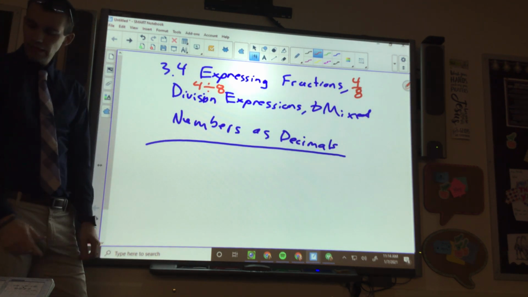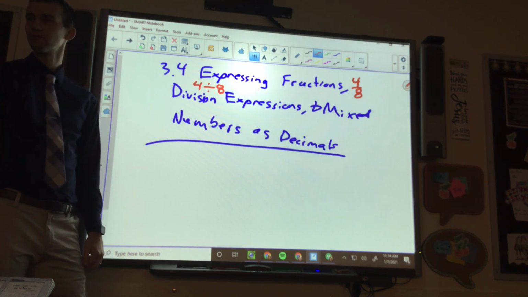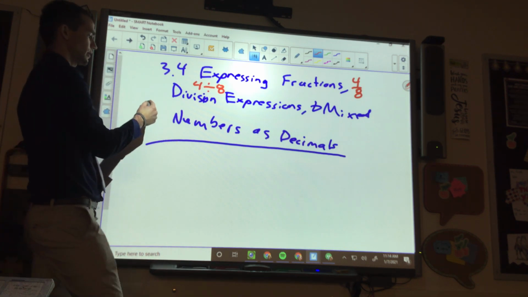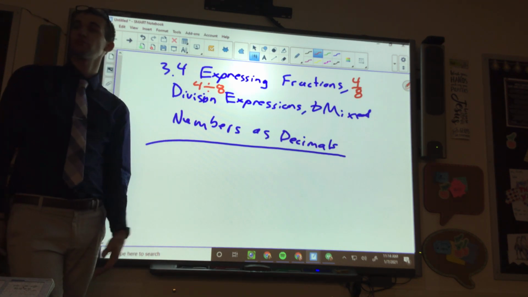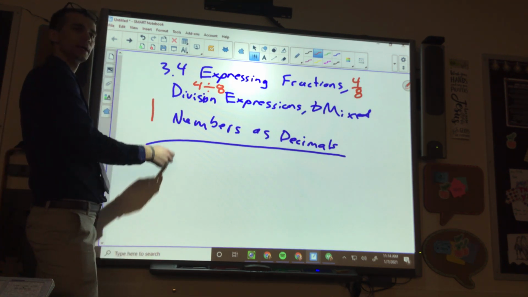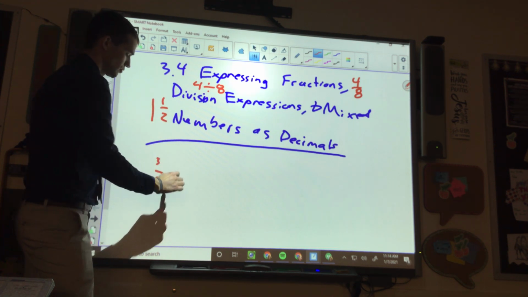Oh yeah. And a mixed number. What's a mixed number? Remember, that's when the numerator is greater than the denominator. So instead of 3/2, I would say 1 and 1/2. It's 3/2.